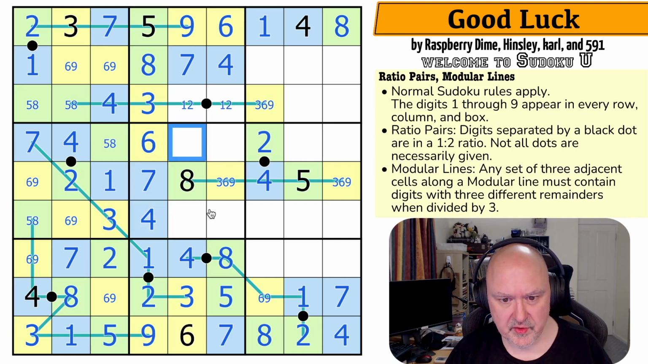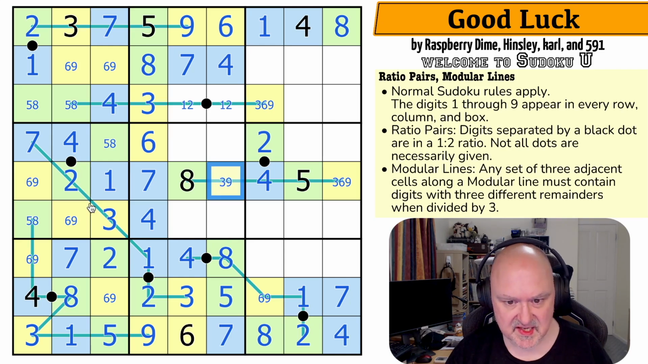1 goes into one of those, or the 6 means this isn't the 6. 1 goes into one of those, but I don't know where. 2 goes into one of those 2. 3 could be in any of those. It's in one of those 2. 4, 5 is in one of those 2.